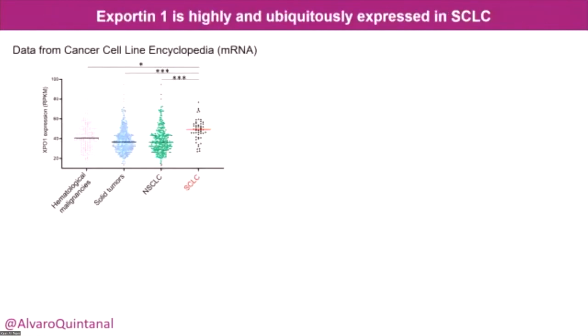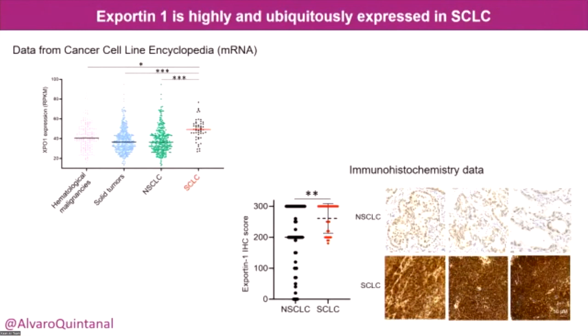cisplatin. So then we went forward to study a little more about exportin 1 in small cell lung cancer, and we saw that it was actually more highly expressed in small cell lung cancer than in any other tumor type, including hematological malignancies, which is the setting where exportin 1 inhibitors have been approved. And we were able to validate this at the protein level by performing immunohistochemistry in clinical sample TMAs.